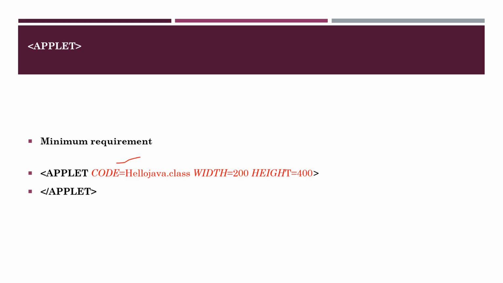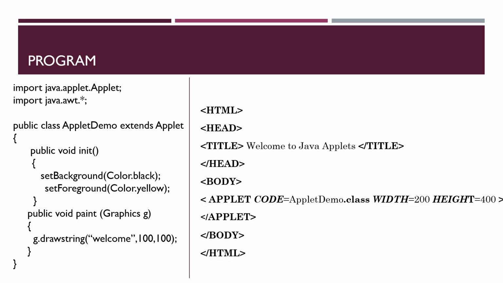Here we specify the Java class file name, and the width and height attributes denote the width and height of an applet window in terms of pixels. Let's see the program. This program demonstrates how a Java applet works both on the Java code side and the HTML side that displays it in the browser or applet viewer.